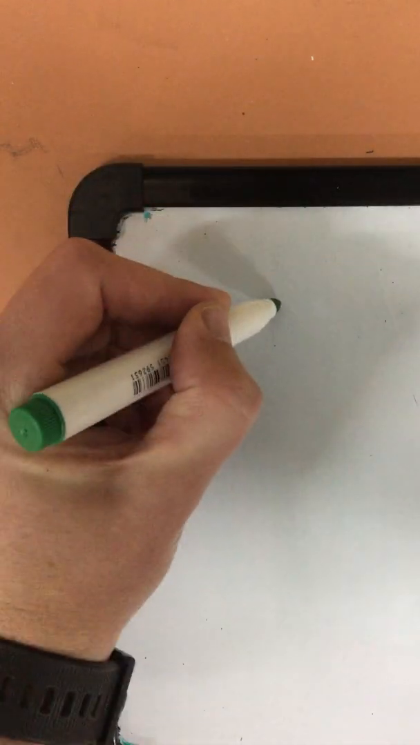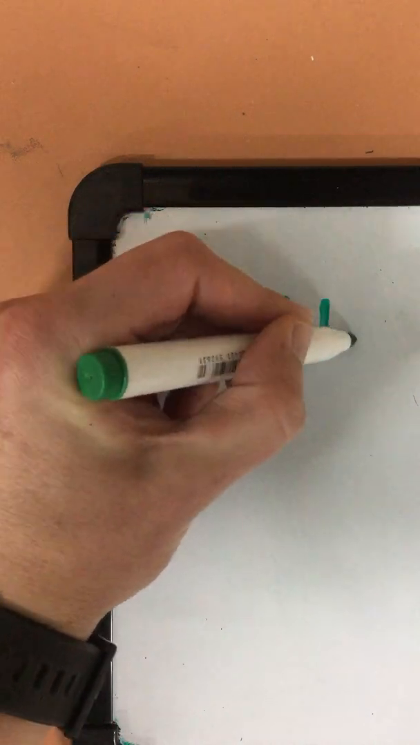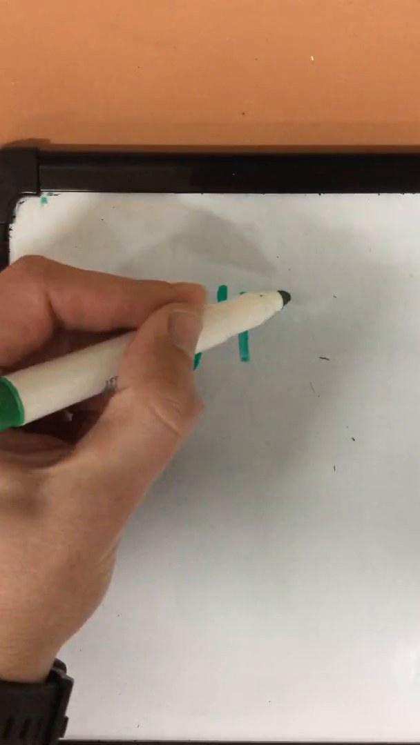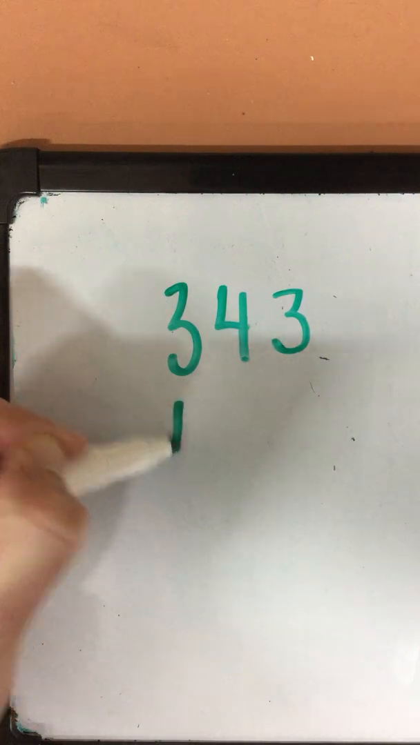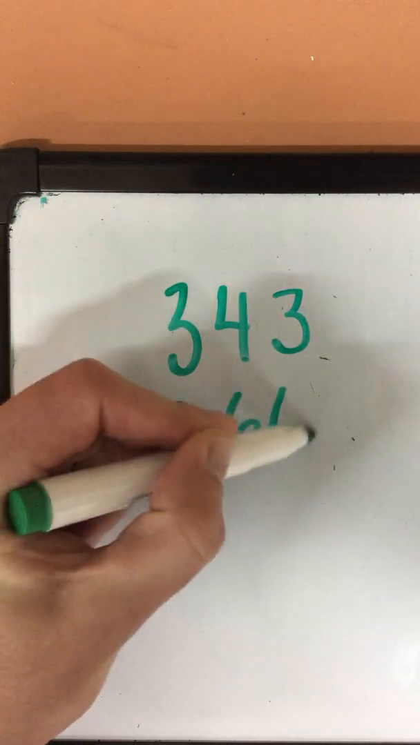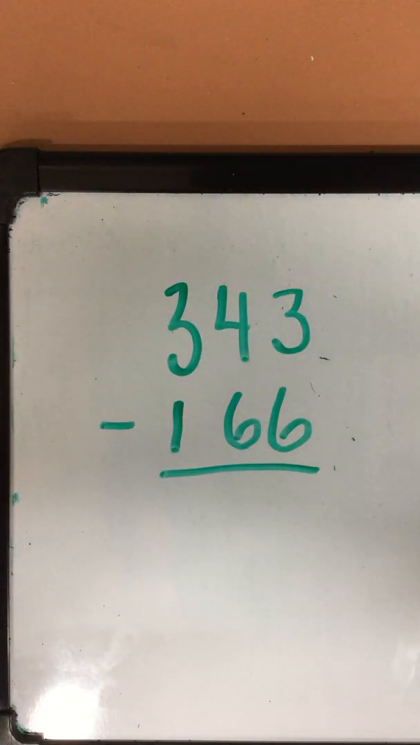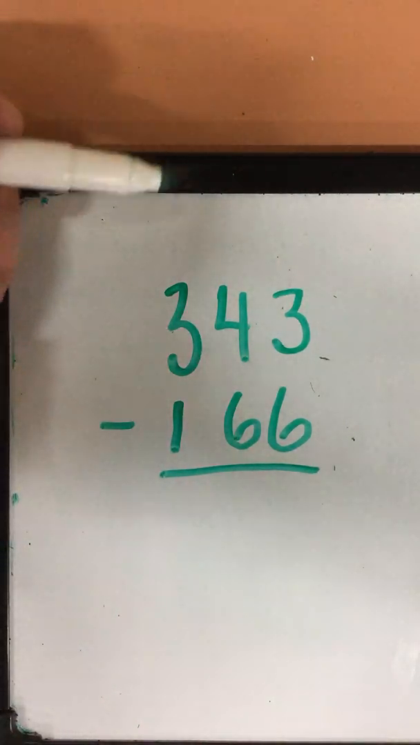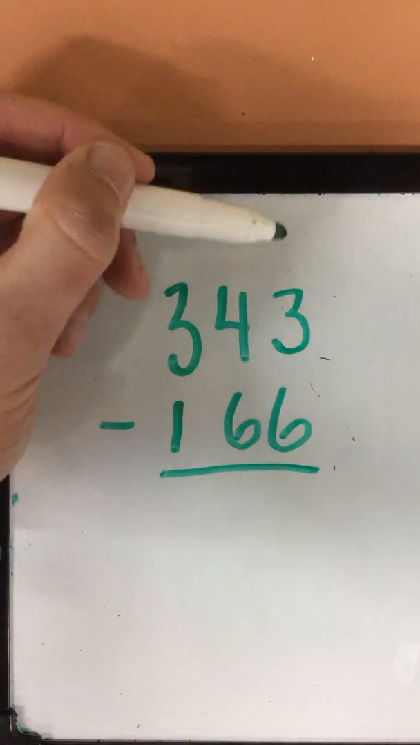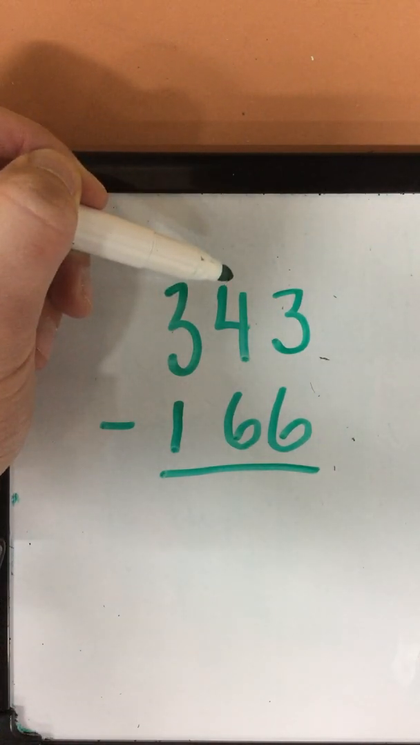Okay, so I guess the big difference between the sums that you're doing and the sums that I've just done on the board is this. What we're doing on the board at the moment is a little simple in that we are always borrowing from the column to the left.